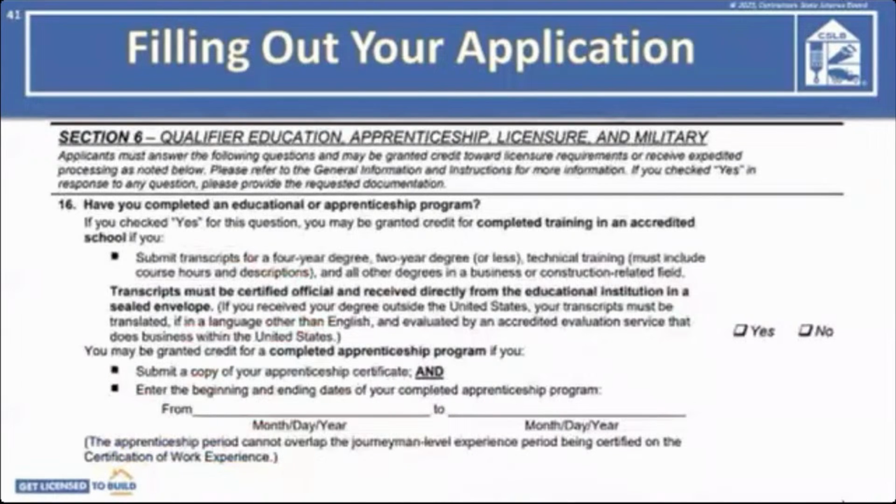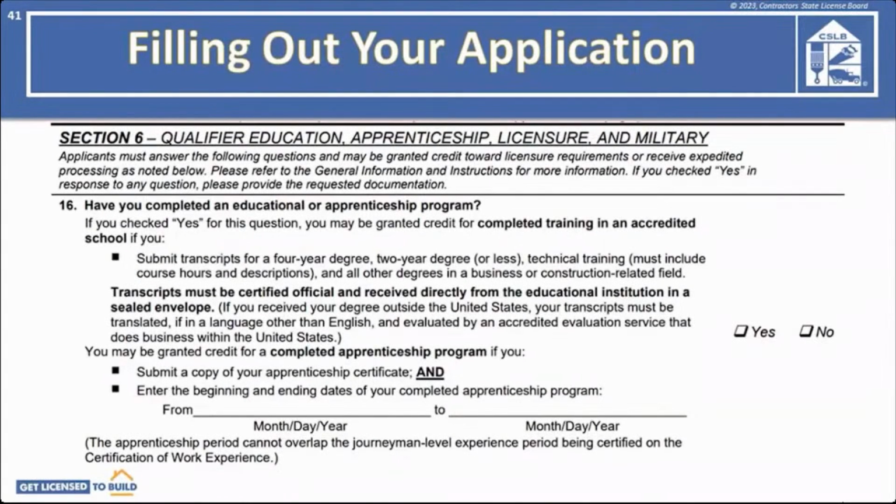Section 6. Qualifier education, apprenticeship, licensure, and military. You may be granted credit towards the 4-year experience requirement based on your education. Question 17 asks if you have completed an educational or apprenticeship program. You will need to submit official sealed transcripts if you would like to be considered for educational credit. If you attended formal training or an apprenticeship program, you will need to provide a certificate of completion. Get those sealed transcripts mailed to you, then include the sealed transcripts with your application packet. Do not have the program send transcripts directly to CSLB. You don't want to take a chance that we're not able to match them up with your application.